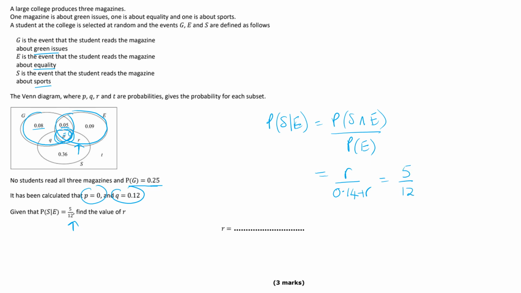So we just cross multiply. 12R is equal to 5 times (0.14 plus R). Multiply that in. 12R is equal to 0.7 plus 5R. Take the 5R over. 7R is 0.7. So R is equal to 0.1.